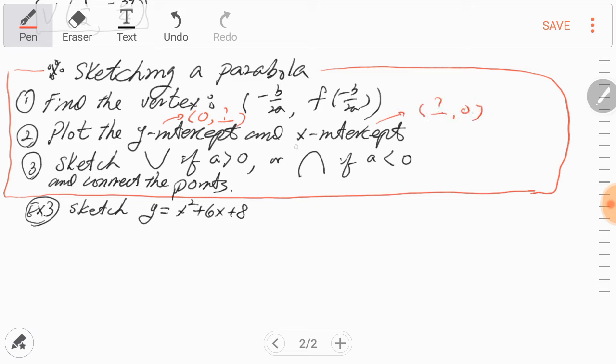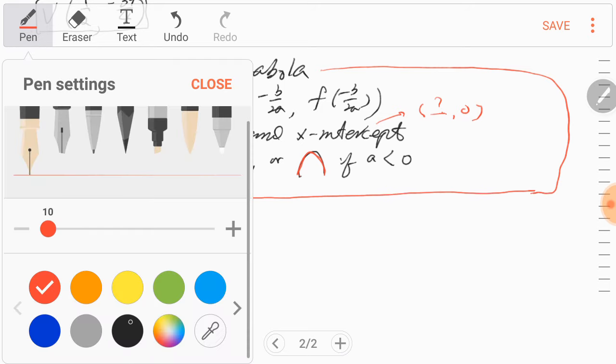For the x-intercept, sometimes it will be hard, but we know approximately what the x-intercept is. And then connect all these 3 points. If the leading coefficient is positive, then the graph should be concave up. If the leading coefficient is negative, then the graph is concave down, opens downward. So connect all those points that we found. So let's try example 1.